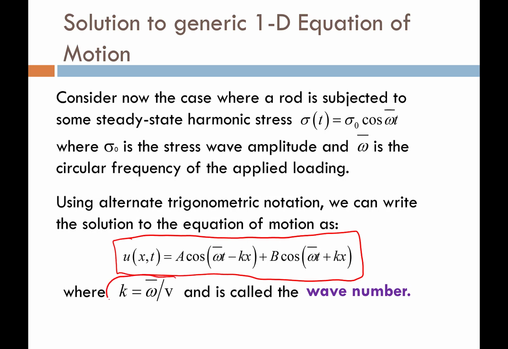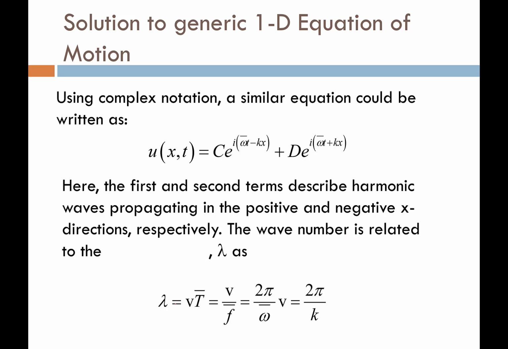It's a common dynamics term, and it's just equal to the circular frequency of loading divided by the propagation velocity of our material. So whether we're dealing with torsion waves and using V sub s in there, or we're dealing with longitudinal waves and using the P wave velocity, we can compute the wave number for those waves that we're putting into our material.